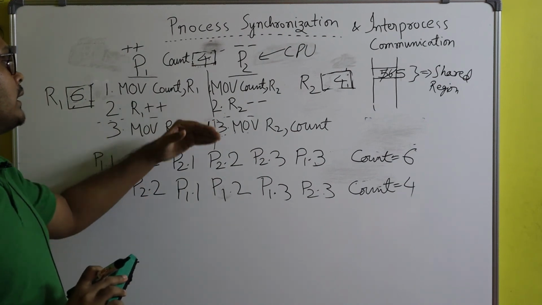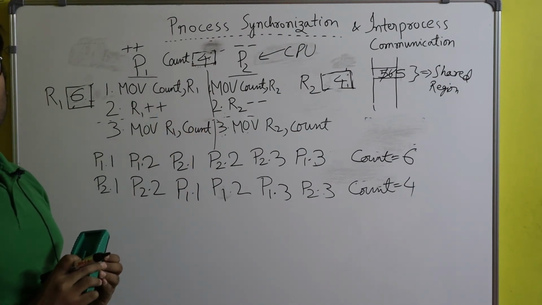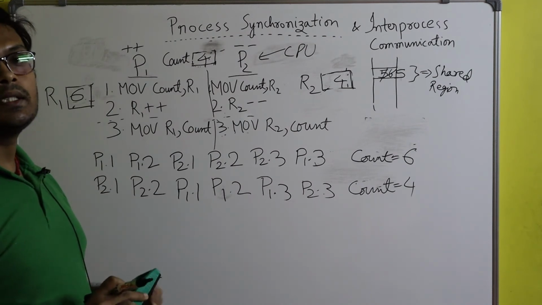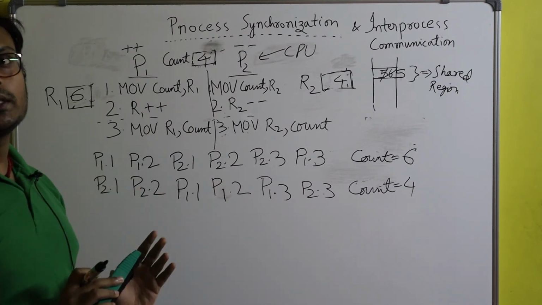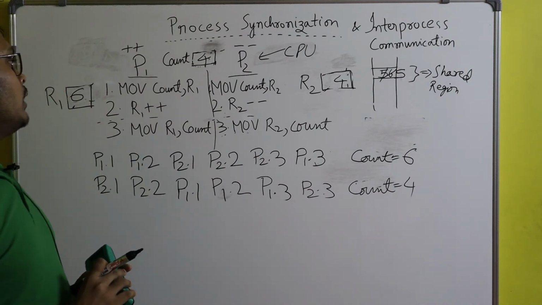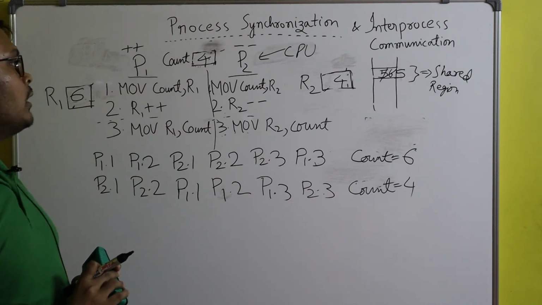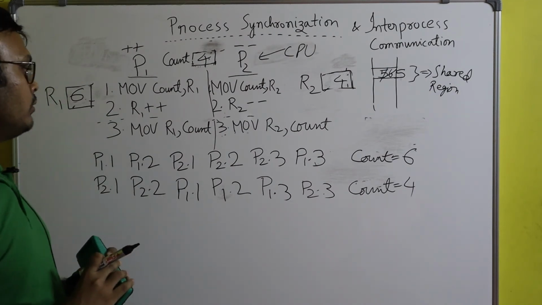So why are these things happening? Due to the interleaving between the processes. So this condition is known as race condition. It's a very important term, race condition. Now let me write the definition of race condition.